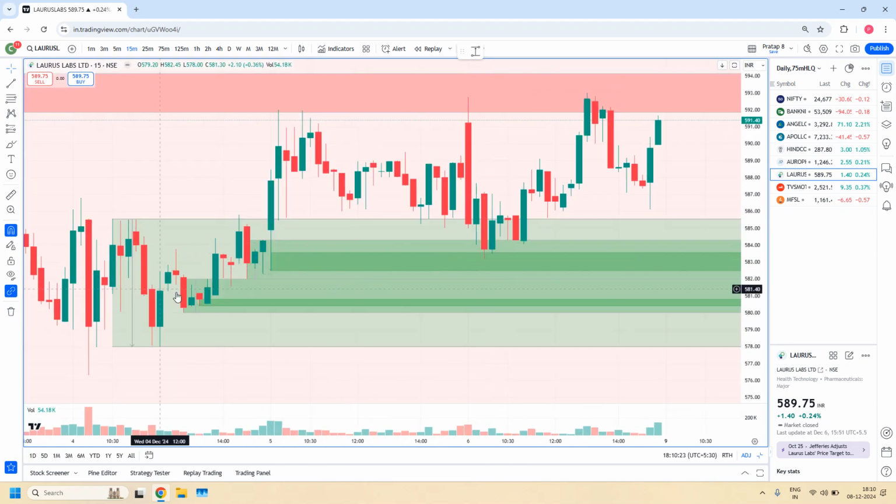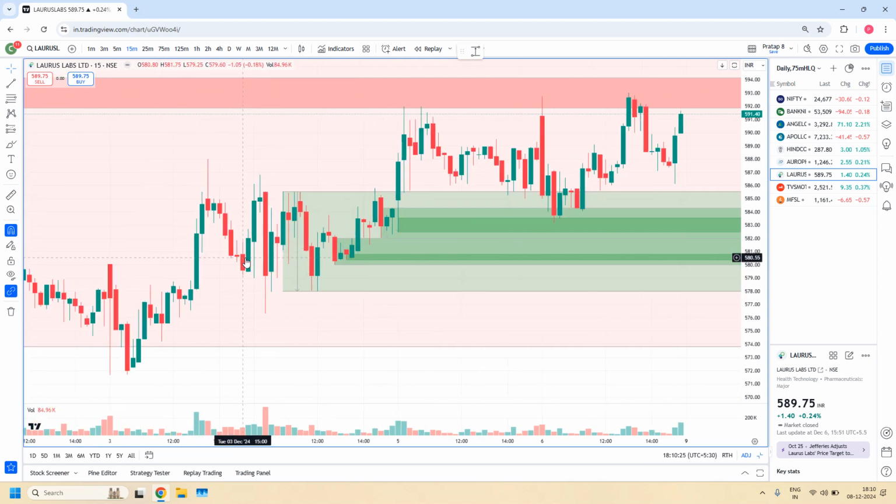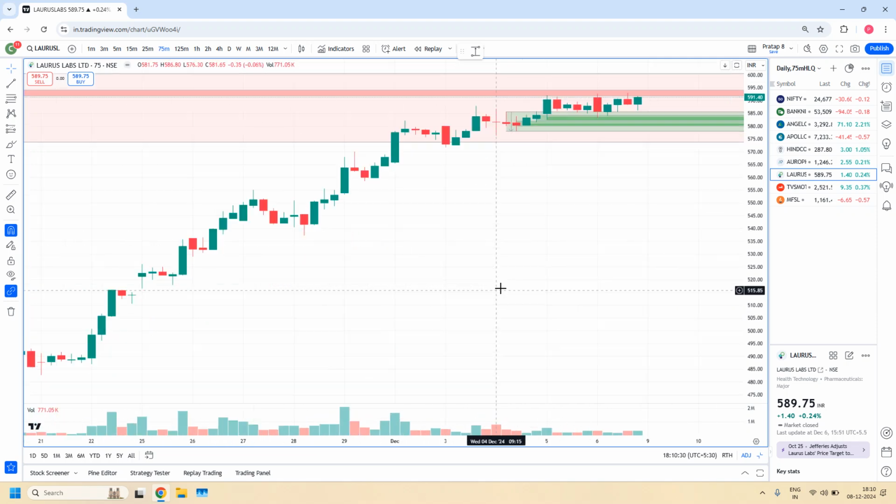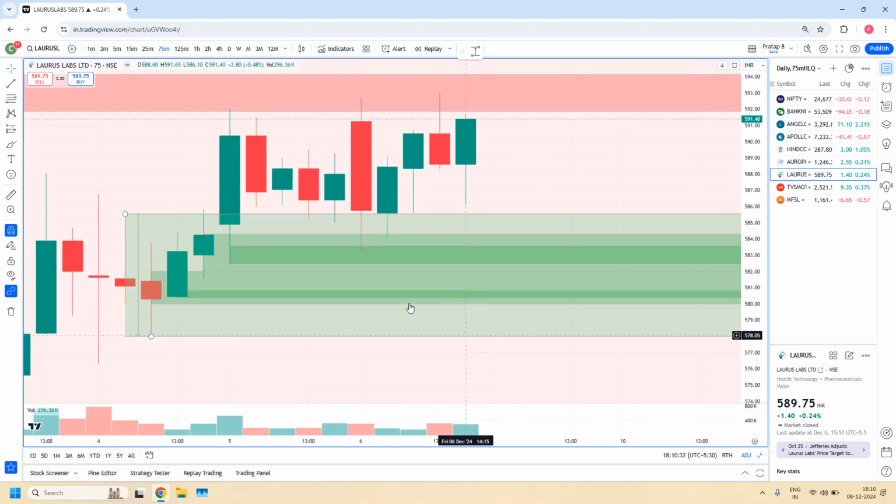See here, this 75 minutes high liquidity zone, part of the daily zone. Let me go to the 75 minutes time frame. How did our software identify this zone?